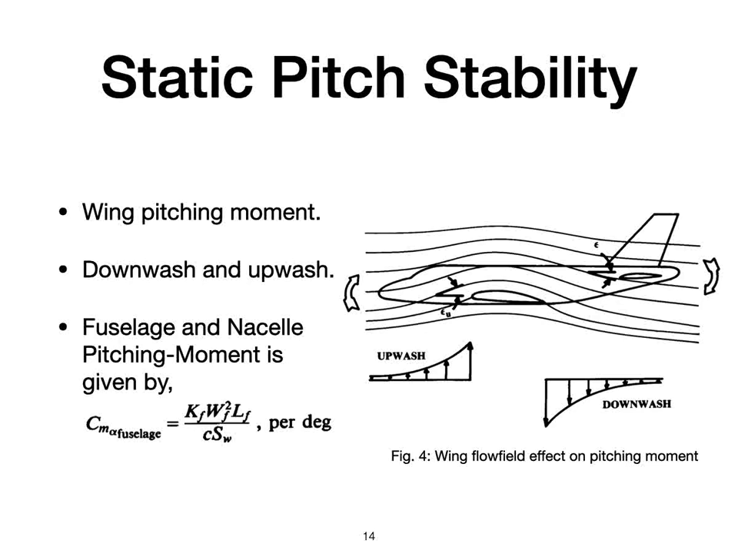Fuselage and nacelle pitching moment. The pitching moment contributions of the fuselage and nacelle can be approximated by Cm alpha fuselage is equal to Kf into Wf squared into Lf divided by Cw S w per degree, where Wf is the maximum width of the fuselage or nacelle and Lf is the length of the fuselage.